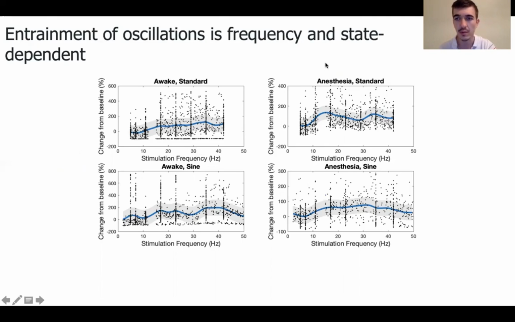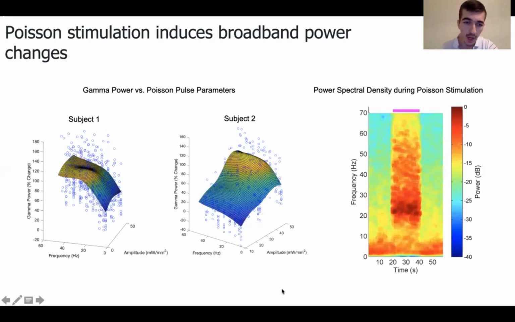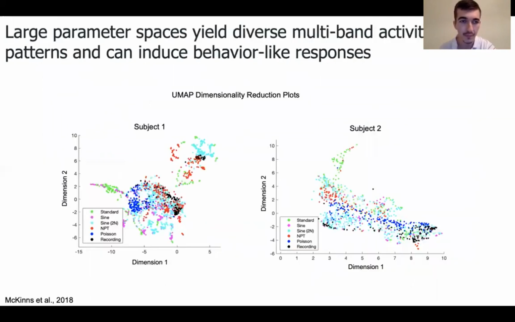We also looked at this effect under anesthesia, and we found that the ability to entrain high frequency oscillations was suppressed under anesthesia past 25 hertz or so, relative to awake behavior. Looking at the Poisson pulse space, we found that the effects of different stimulation frequency parameters on gamma power were broadened, because the Poisson pulse stimulation produces broadband excitation in the power spectrum.